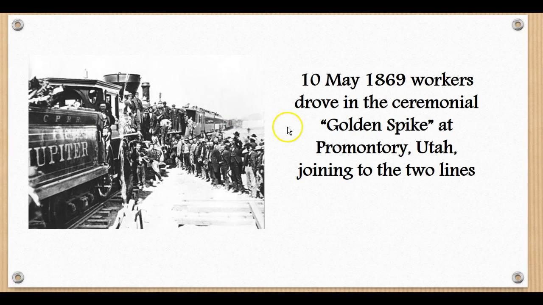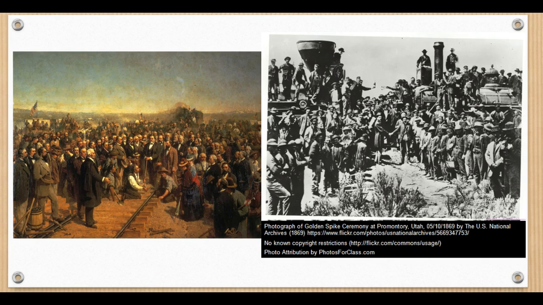All right, now at the end, in May of 1869, workers drove in the ceremonial Golden Spike at Promontory, Utah, which joined the 2 rail company lines, the Union Pacific and the Central Pacific. Okay. Now, this is a painting depicting that day, and then this is an actual photograph of that day.